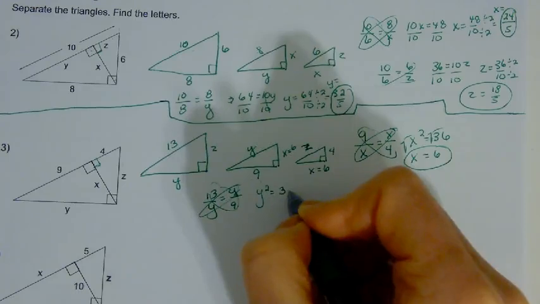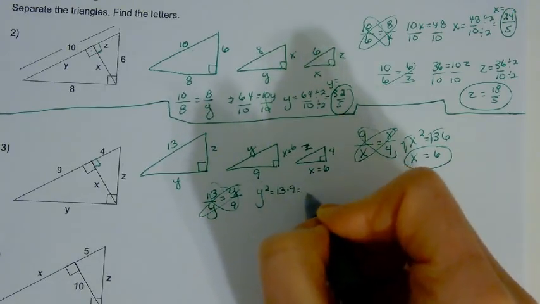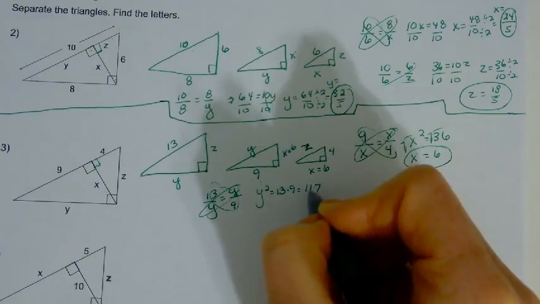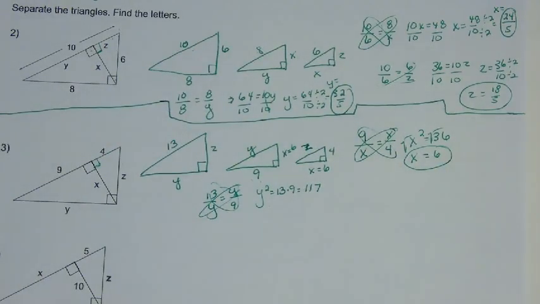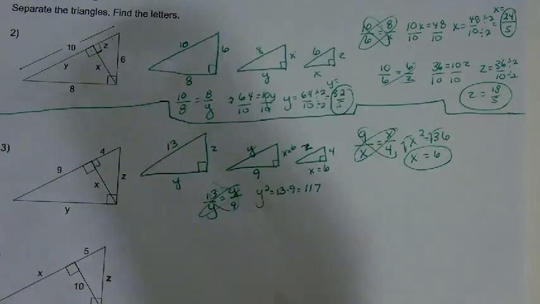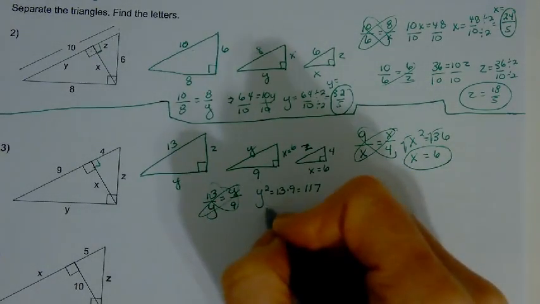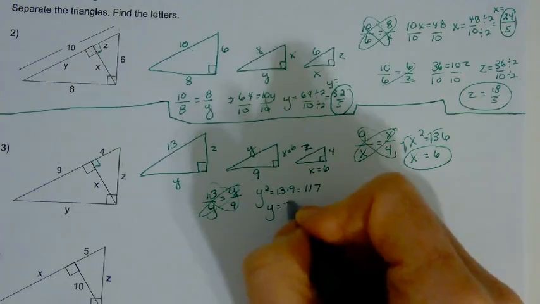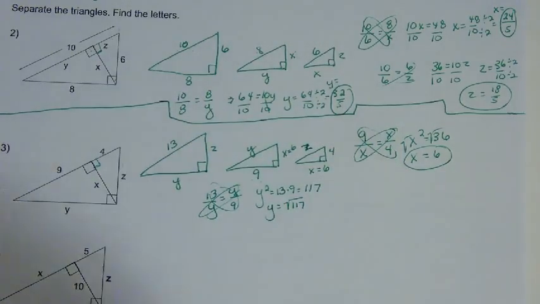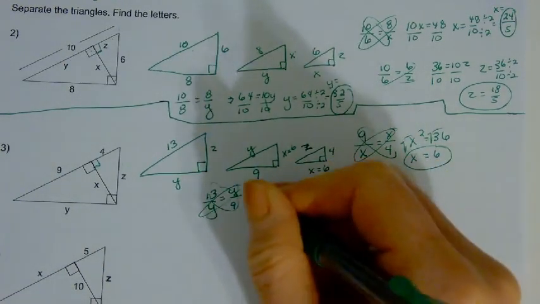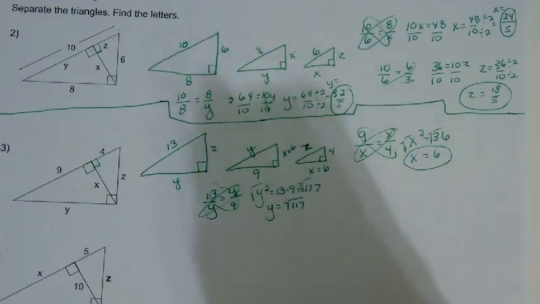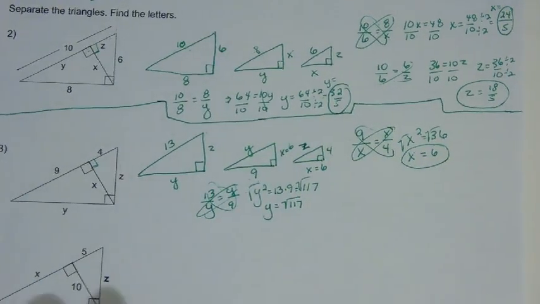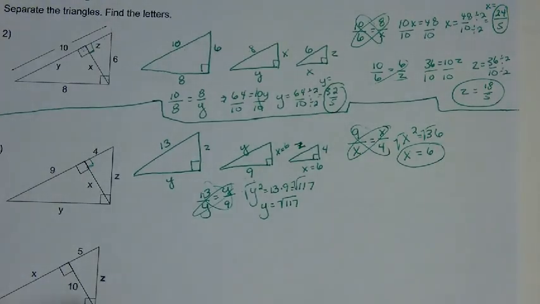So 13 times 9 is equal to 117. Now I'm going to take the square root of both sides, so we get y equals the square root of 117. Right? y squared equals 117. Take the square root of both sides, and I'm done. Okay. Oh, actually, is there anything in there that can be factored out? Yes, actually, that can be simplified.